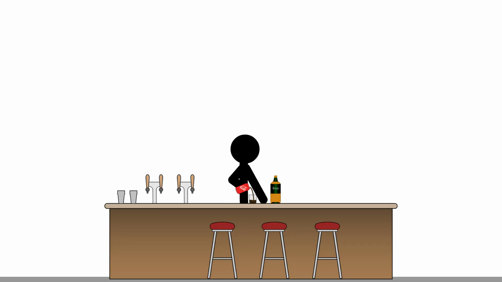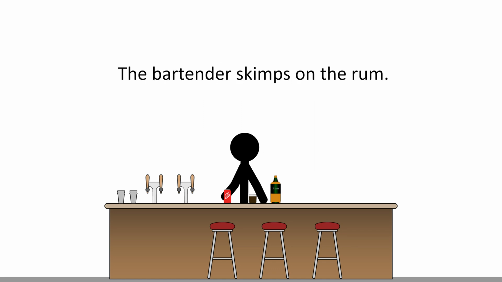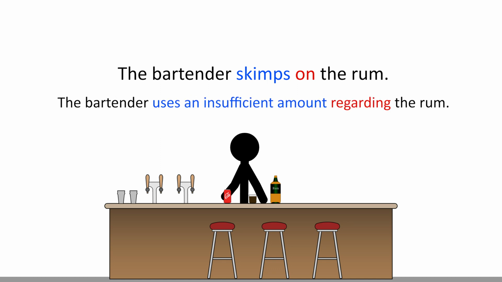All right, let's try one more. How do you think we could describe this? Here, a bartender makes a drink, but adds an insufficient amount of rum to it. So we can say, the bartender skimps on the rum. Skimps means use an insufficient amount, and on means regarding. So the sentence can be understood as meaning, the bartender uses an insufficient amount regarding the rum.